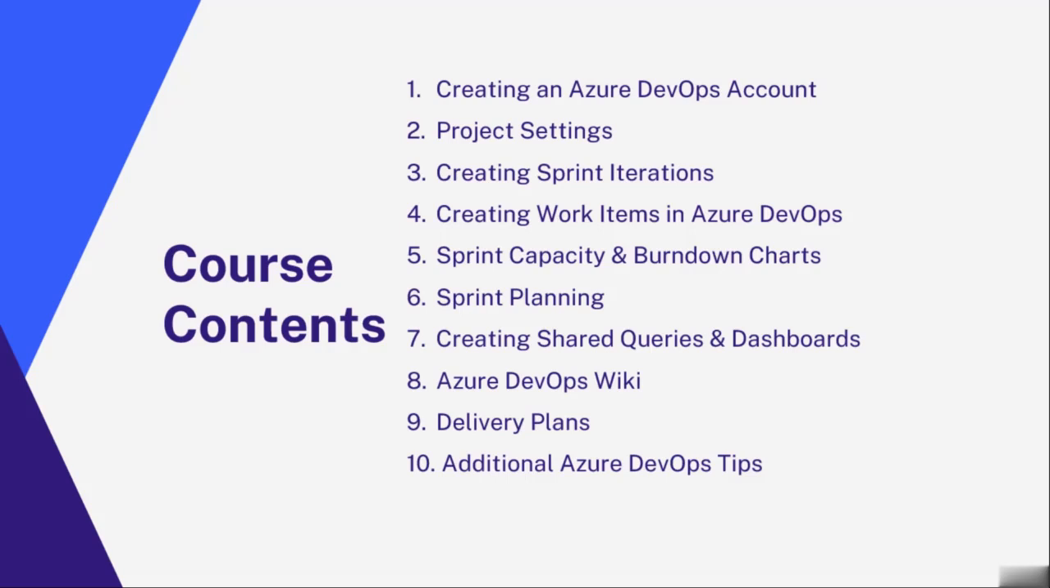Item 9 looks at delivery plans in Azure DevOps, which enable you to get an overview of projects within your organization. And finally, we will look at additional tips and tricks within Azure DevOps, so connecting Excel to Azure DevOps, looking at custom notifications, and following work items within Azure DevOps.